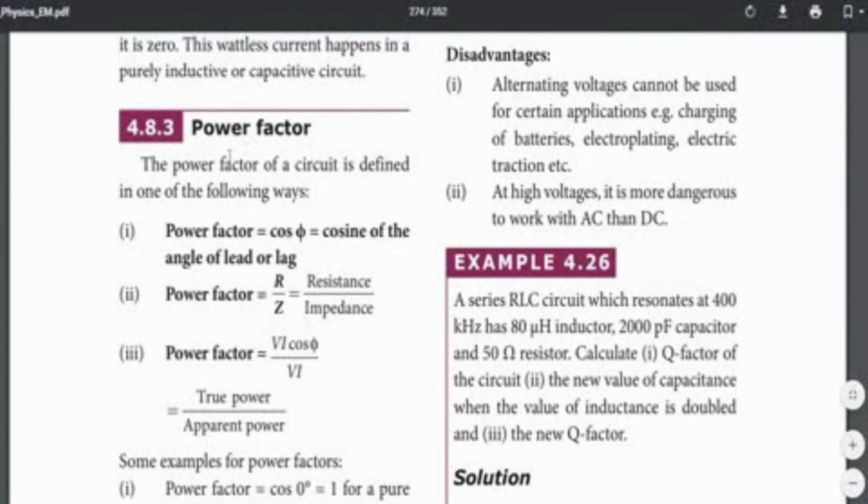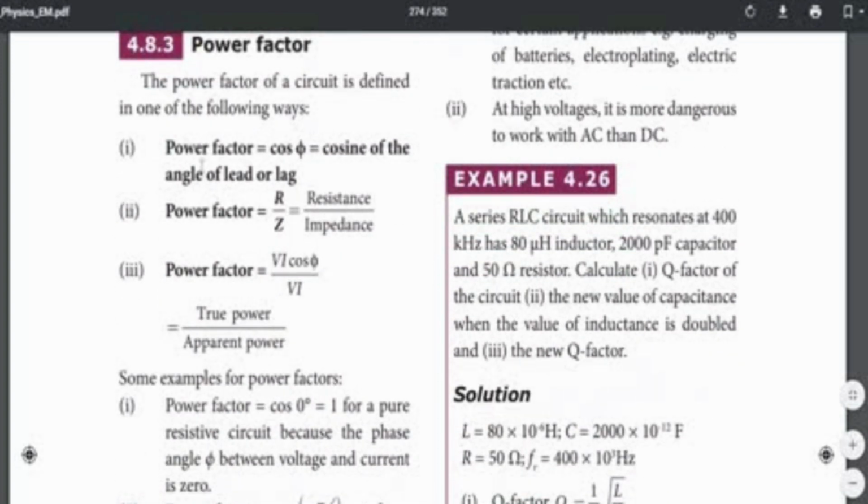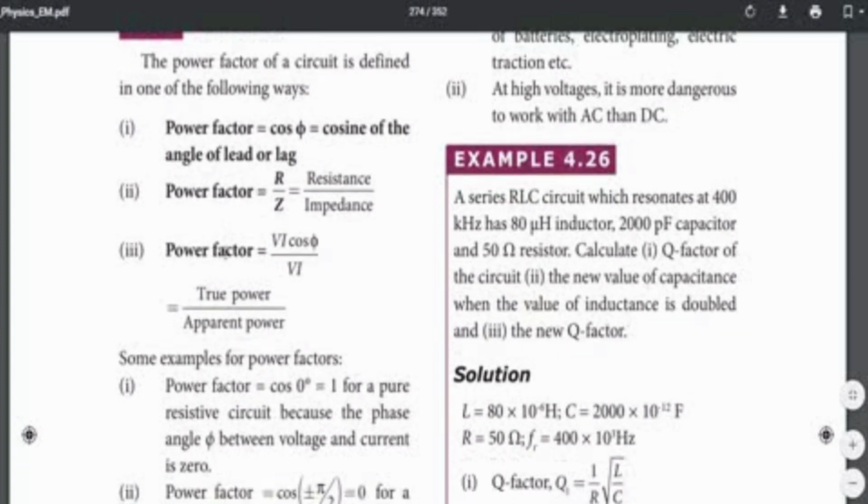Another one, power factor. Power factor is defined in different ways, so we can define it in different manners. Power factor equals cos phi, or cosine of the angle of lead or lag. They have put these so that we can define it in different ways. Power factor equals R by Z, where R is the resistance and Z is the impedance. So the ratio between resistance and impedance is also called power factor. Power factor is also defined as VI cos phi divided by VI, that is true power by apparent power.